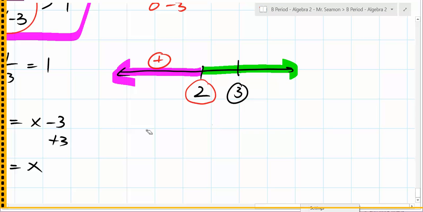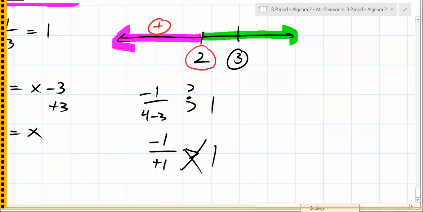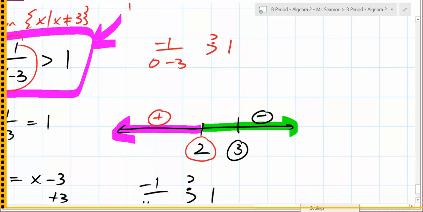So can you give me a different number I should plug in? Plug in 4. Negative 1 over 4 minus 3. Is that greater than 1? You have negative 1 over what? Is that greater than 1? Oh, it's just 1. I'm sorry. Is it? No, it's not, right? Because that's negative. So this is negative right here. What's a number between 2 and 3? 2.5? So you're with me so far? Is everybody okay so far?